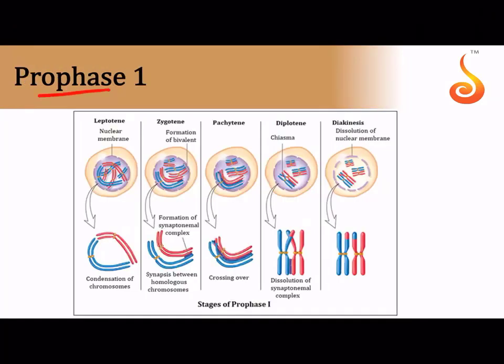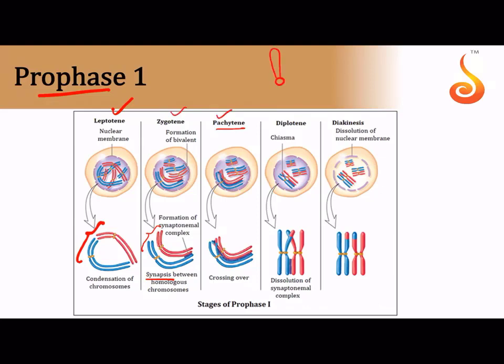Prophase 1 is the longest phase. It includes subphases called leptotene. See how the chromosomes have begun to appear here. Zygotene: see, two chromosomes are coming together to form a pair, and what do we call this pairing of chromosomes? We call it synapsis. And then during pachytene, something called crossing over takes place.